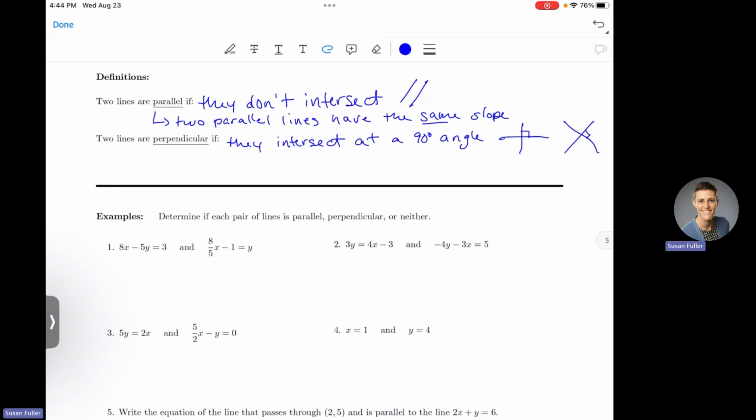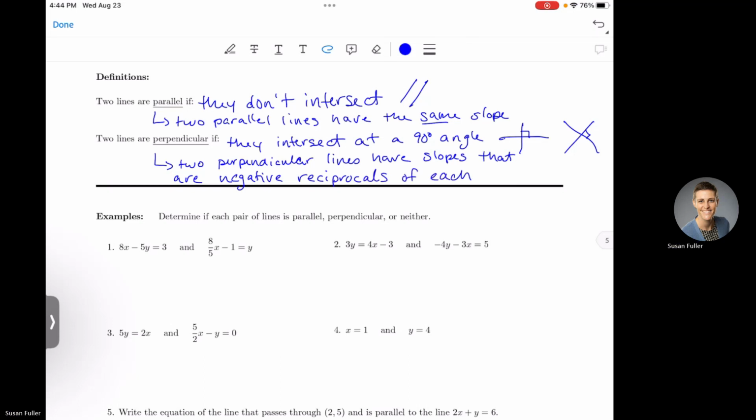Now, we're going to be concerned with slope, especially of perpendicular lines. And so two perpendicular lines have slopes that are negative reciprocals of each other. That means the sign has to be different, plus or minus, and they're reciprocals of one another, which means they're upside down. So you have to flip it and reverse it, essentially, to find slopes of perpendicular lines.